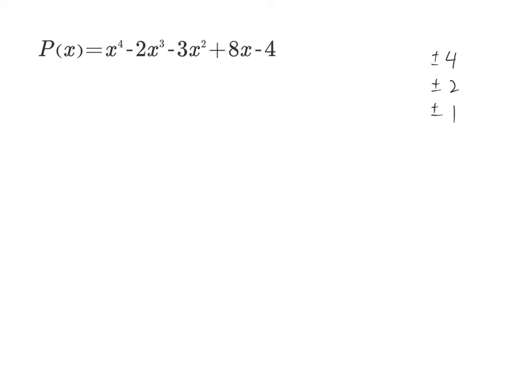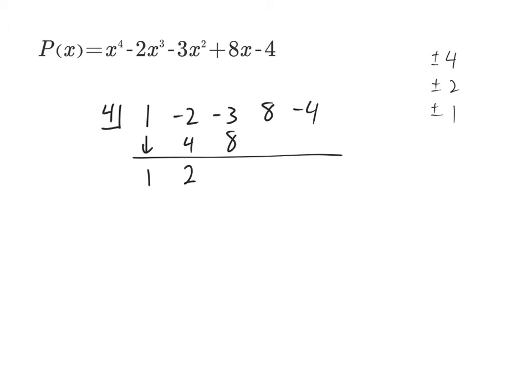So let's try 4 first. I can do 4 and synthetic division: 1, negative 2, negative 3, 8, negative 4. This comes down to become a 1. 1 times 4 is 4. Negative 2 plus 4 is 2. 8 plus... 5. 4 times 5 is 20. That's going to be 28. 4 times 28 is 112. And that gives me 108. And if you notice right here, that is not 0, which means 4 does not work.